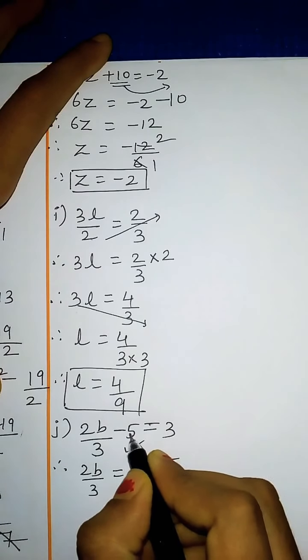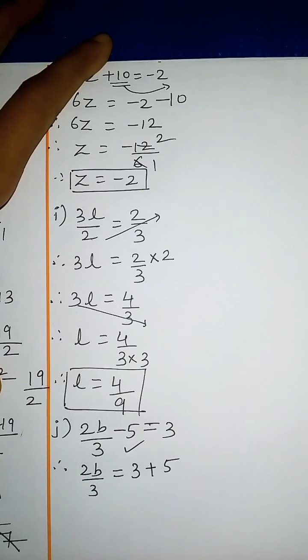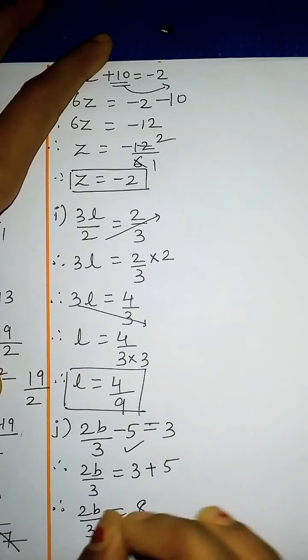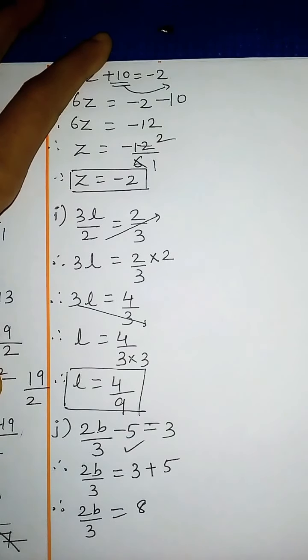Minus 5, when we take it to that side, the sign will change. So it will be plus 5. So now next step will be 2b upon 3, and this side 5 plus 3 will give you 8. So one step done, 5 is removed. Now 3 we will remove. So this 3 is in division, it is given in the denominator. So this 3 will go here in multiplication.